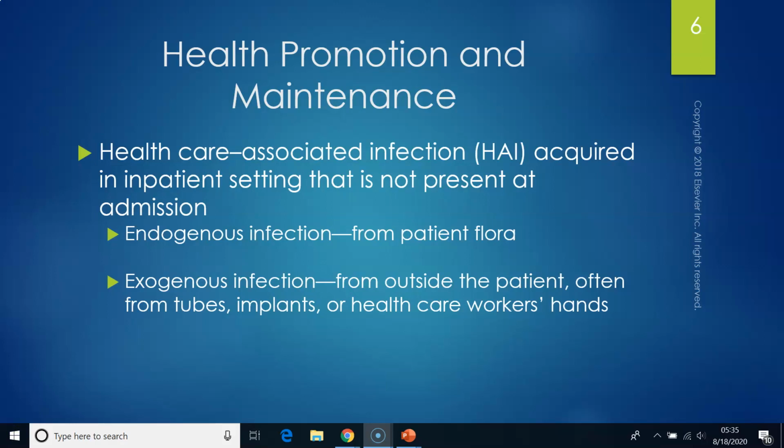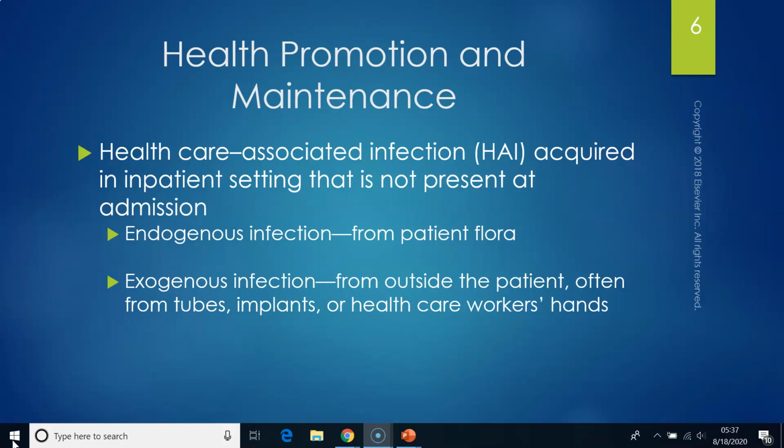Healthcare-associated infections are acquired in an inpatient setting and are not present at admission. They can also be called hospital-acquired infections. They can be from an indigenous source, such as the patient's own flora, or an exogenous source, such as from tubes or implants or from a healthcare worker's hands. These infections tend to occur more often because healthcare workers do not follow basic infection control principles, such as hand hygiene.